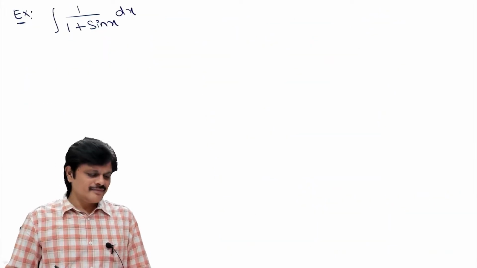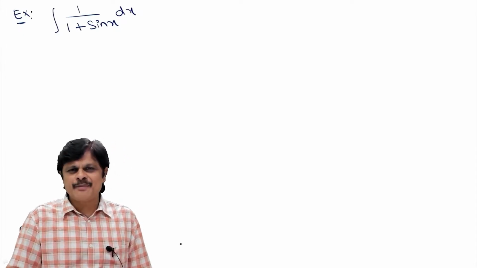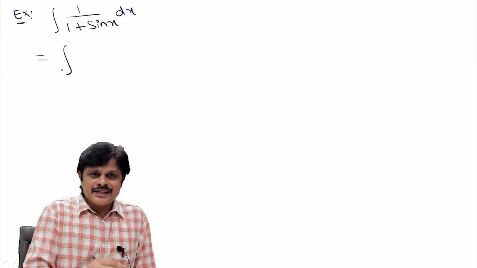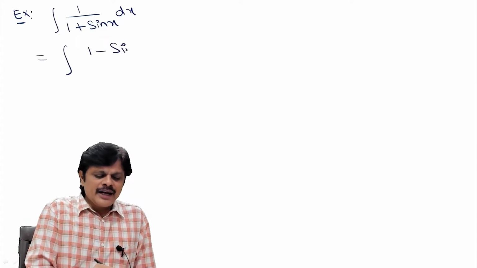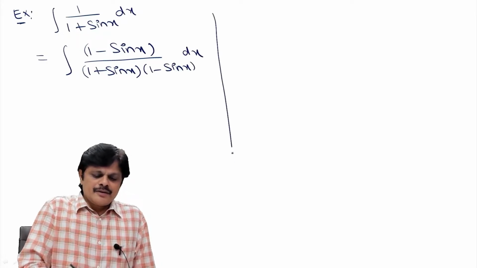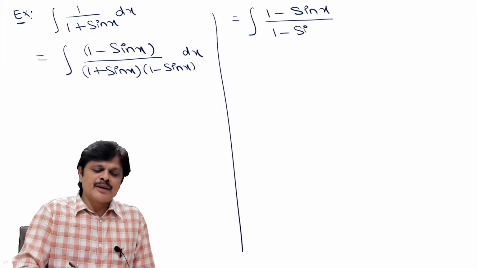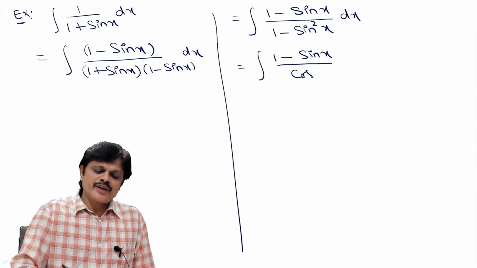Let us see that. Now see this particular problem, integral 1 by 1 plus sin x. Of course, here also you can use the same technique, but what I do is, instead of using that universal substitution, I multiply and divide by 1 minus sin x. So what happens? It is integral 1 minus sin x by, and what is 1 plus sin x into 1 minus sin x? 1 minus sin square x, dx. And that is 1 minus sin x by, what is 1 minus sin square x? Cos square x, dx.